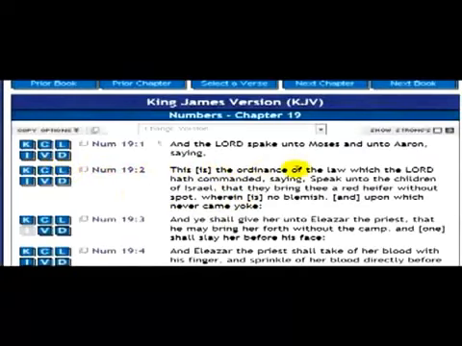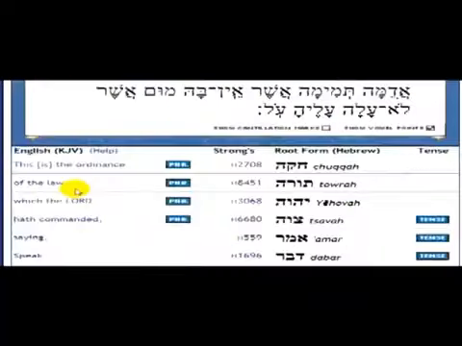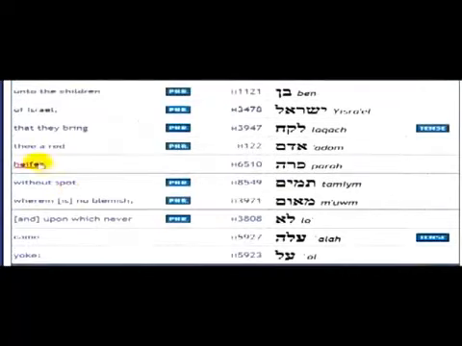It says, "This is the ordinance of the law which the Lord hath commanded, saying, speak unto the children of Israel that they bring thee a red heifer, right? A red heifer without spot, wherein is no blemish, and upon which never came yoke." So this red here, you see what the word red there is? Red, the red heifer. They got 122, but that's just like I said, that's a number that they put on there, because this particular red should have been Adumah, just regular Adumah.